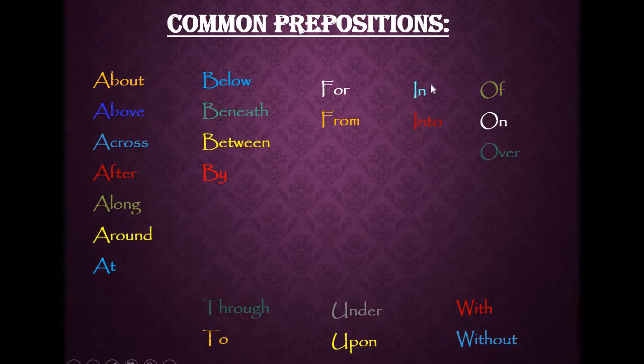What else? We have in, inside something, under, upon. We use upon always when we say once upon a time. Upon means the same as across or onto or over. With and without are also opposites of each other.